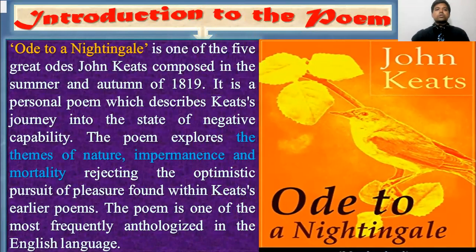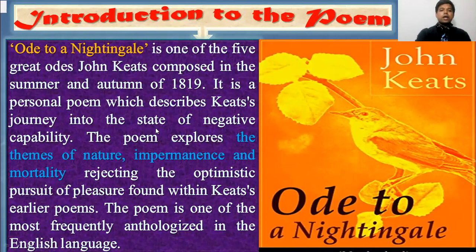Today I am going to discuss Ode to a Nightingale. An ode is one type of poem that addresses someone. Here it is a simple, unified, formal, short poem, of course, and is one of the 5 great odes; John Keats has 5 odes. Among them, Ode to a Nightingale is one, composed in 1819, and it is a personal and subjective poem, which describes Keats' journey into the state of negative capability.